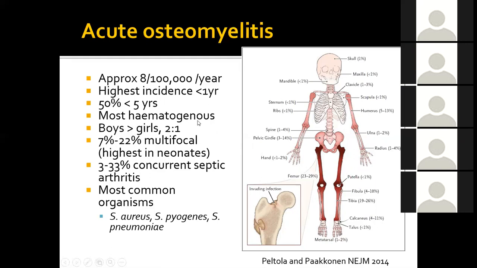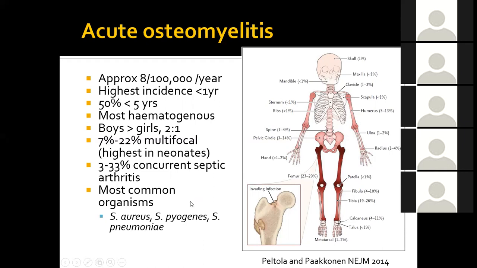Most cases that we see are hematogenous. That means that the bacteria have reached the bone and indeed joint for septic arthritis via the bloodstream rather than through a penetrating injury or something bringing it in externally. Boys are typically more affected than girls. It's most often unifocal, so one site, but you can see multifocal, and that tends to be more common in neonates. And you can see concurrent septic arthritis in up to 1/3 of cases.